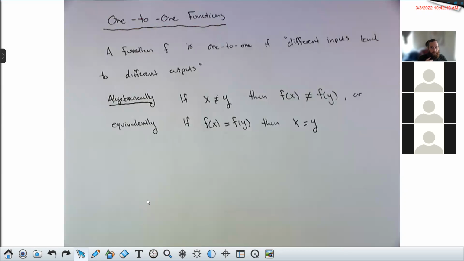The most natural way to write that down in terms of algebra symbols is if x is different from y, then f of x is different from f of y. And you can take what's called the contrapositive of that statement, which is the bottom one. If f of x is equal to f of y, then x must have been equal to y. So that's the algebraic characterization. There's also a graphical one.